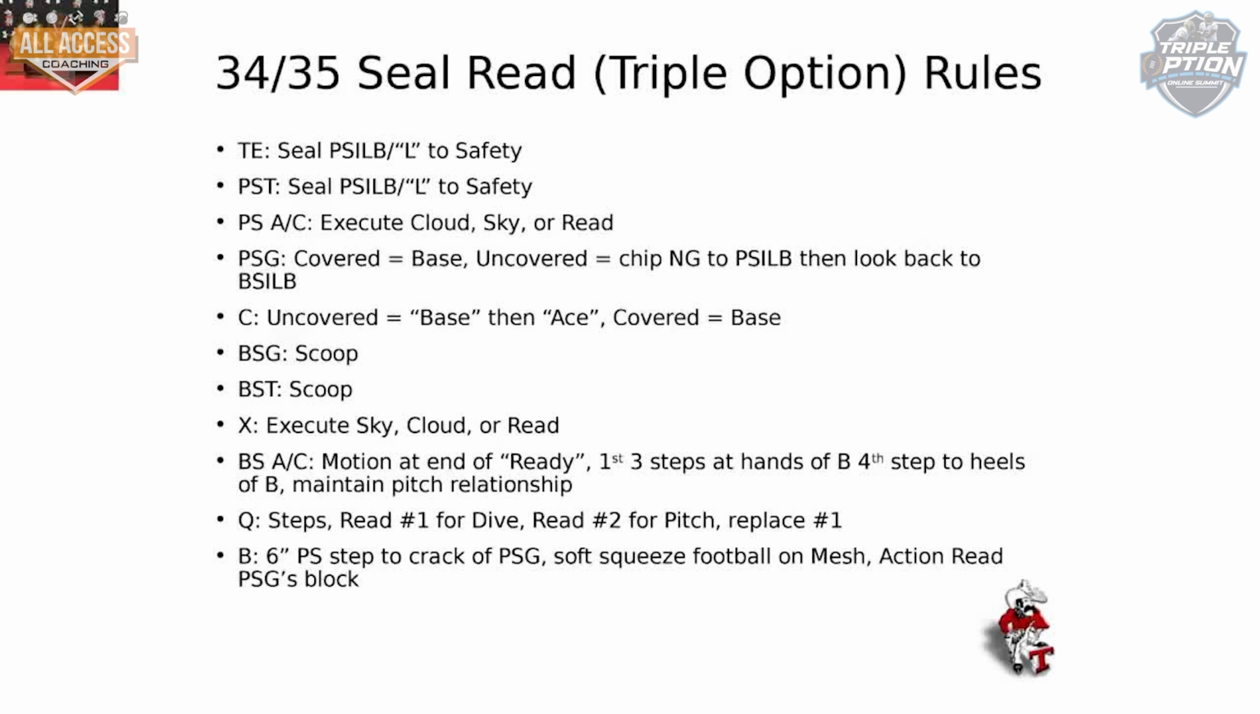The receiver is going to execute whatever tag the slot has been given. If it's sky, he's blocking the corner. If it's cloud, he's blocking the safety. If it's read, more than likely he's going to get the corner. He may get the safety if they corner force it.